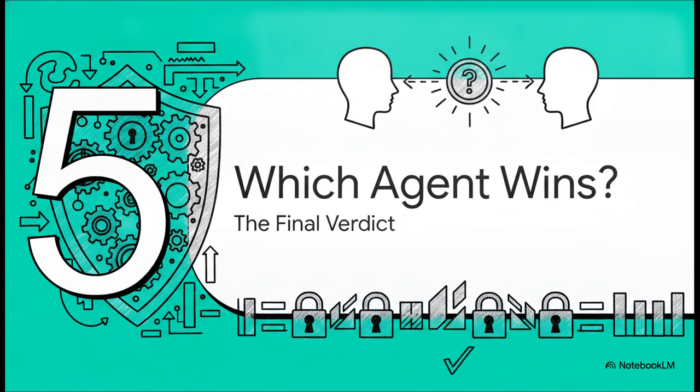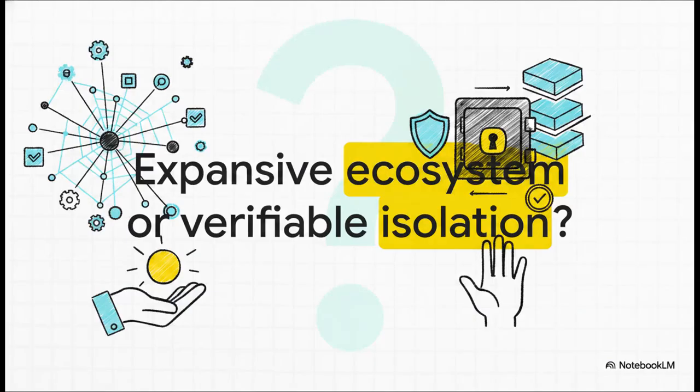And finally, Section 5. Which agent wins? Ultimately, the winner of the 2026 Agent Wars doesn't actually depend on the underlying tech. It totally depends on your personal risk tolerance. So, I'm going to leave you with this final provocative question. When it comes to handing an AI the actual keys to your digital life, do you want an expansive, automated ecosystem with 50,000 skills ready to go on day one? Or do you demand strictly verifiable data isolation? The choice of exactly how you handle your most private data is entirely in your hands.